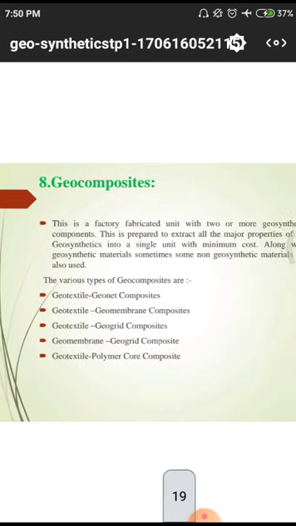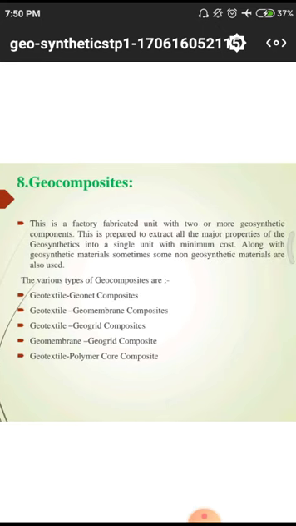And the next one is geocomposites. Those are factory-fabricated units with two or more synthetic components. They are prepared to extract all major properties of the geosynthetics into a single unit at minimum cost. Along with these geosynthetic materials, sometimes some non-geosynthetic materials are also very useful. In those geosynthetic combinations, we have different combinations.